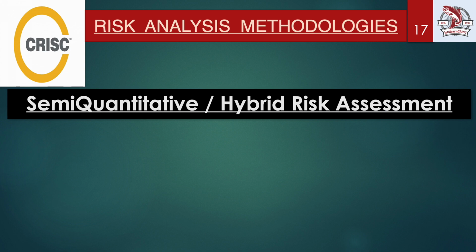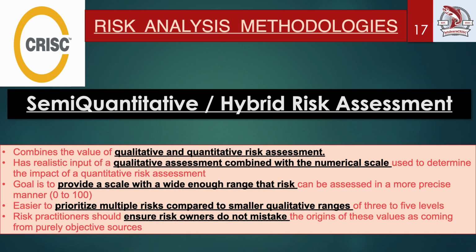Right? So we can say in a nutshell that it combines the value of qualitative and quantitative risk assessment. It has the realistic input of a qualitative assessment combined with a numerical scale used to determine the impact of a quantitative risk assessment. Its goal is to provide a scale with a wide enough range that risk can be assessed in a more precise manner, that is from 0 to 100, as we have already discussed. It is easier to prioritize multiple risks compared to the smaller qualitative ranges of 3 to 5 levels. However, the risk practitioner should ensure risk owners do not mistake the origin of these values as coming from purely objective sources.